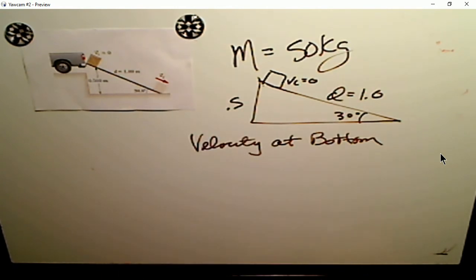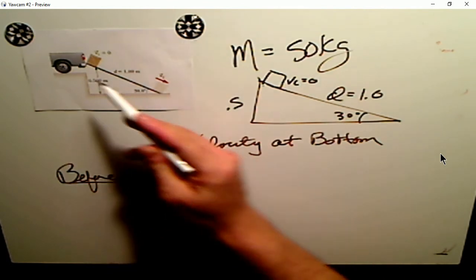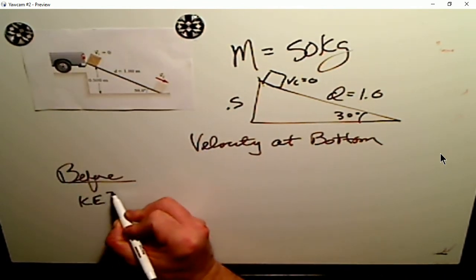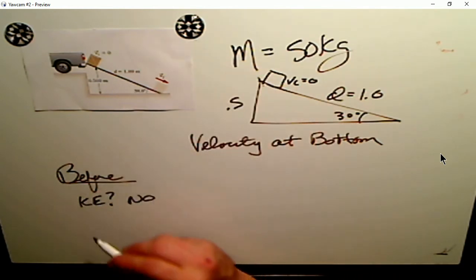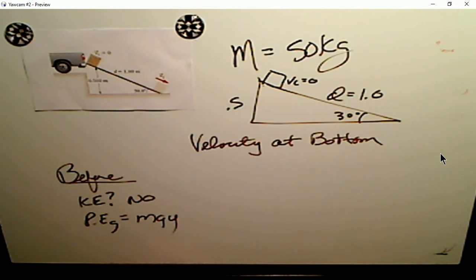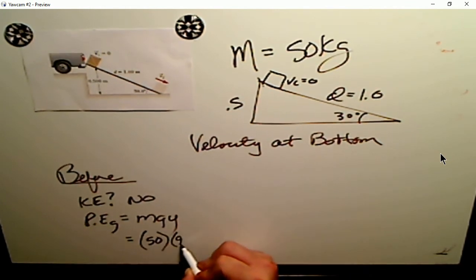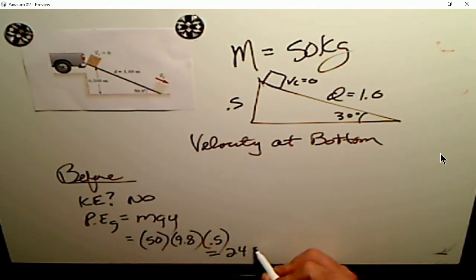Again, we can do this with ramp physics if we wanted to do that. But let's do it using energy. The before. The box isn't moving. So do we have any kinetic energy? No. We could just leave spring out of this, right? There's no springs in this. So it is all potential energy due to gravity, mgy. We are at a height of 0.5. So our potential energy is the mass, 50, times 9.8, times the height, 0.5. And you do the calculation for that, and you should get 245 joules.